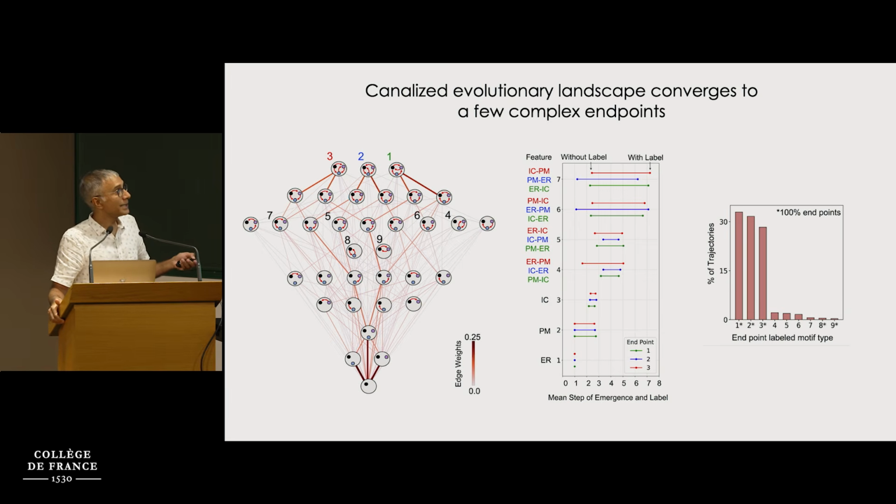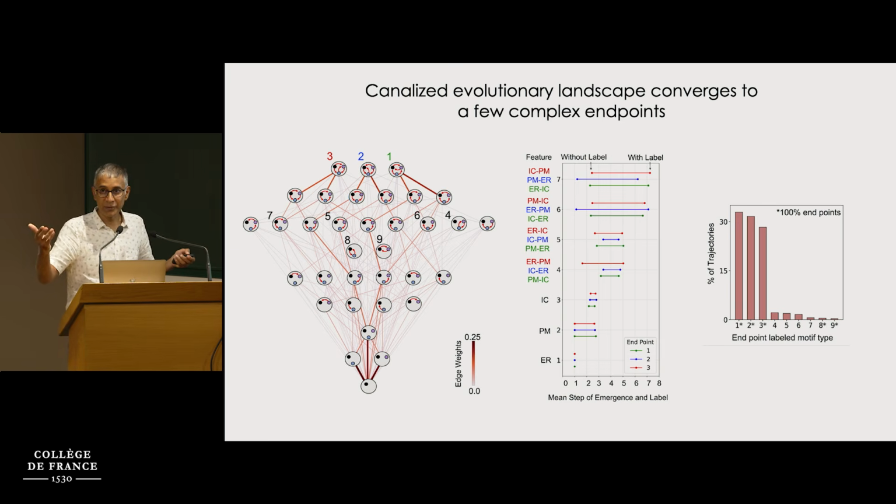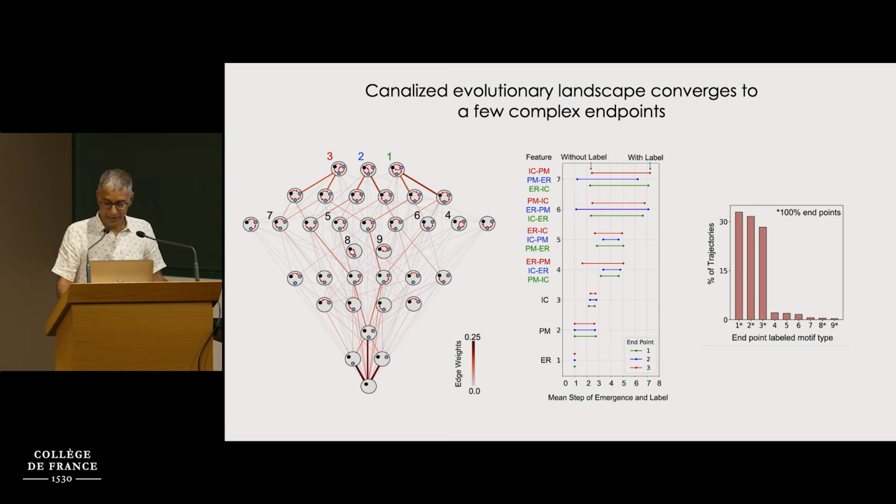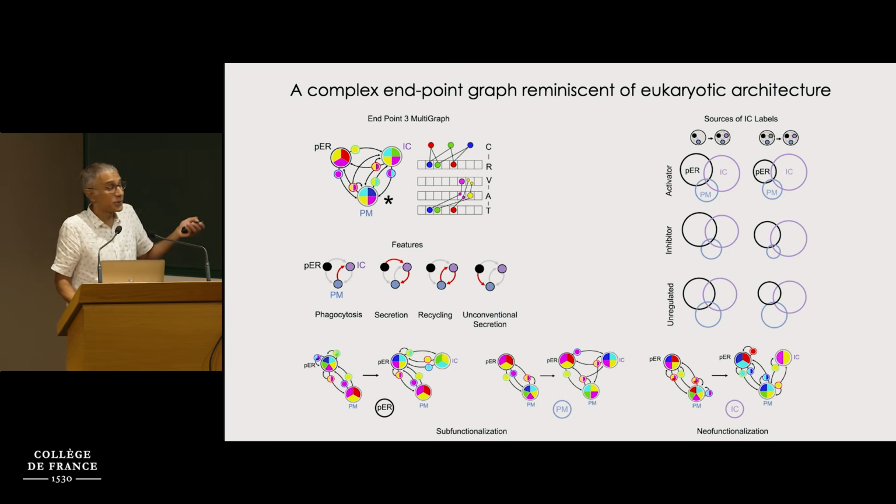Moreover, there is a stereotypical order in which new functionalities are added to the system. Of course, you start with the ER, then a labeled PM, then a labeled internal compartment, and then particular vesicles that connect one compartment to the other, and so on. So there is an order in which these things are gained. Statistically, it's not 100% like this, but there is a statistical order and a sort of reproducibility to playing the tape of evolution in this little game. What are these endpoints? So it turns out it's actually very nice. So here's an endpoint which has an ER, an internal compartment, and a plasma membrane.